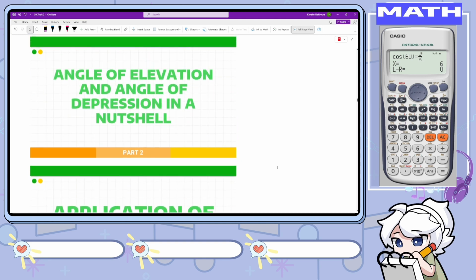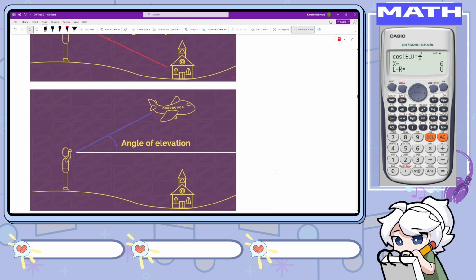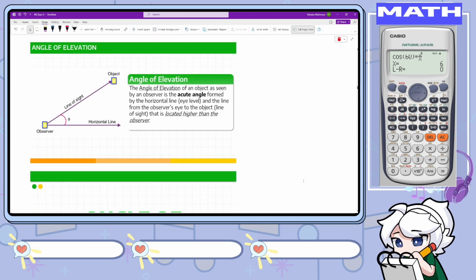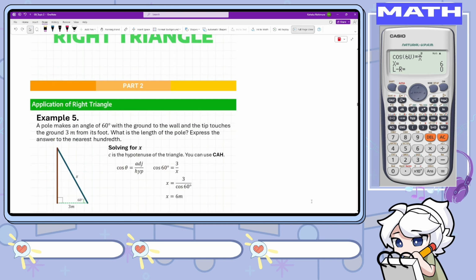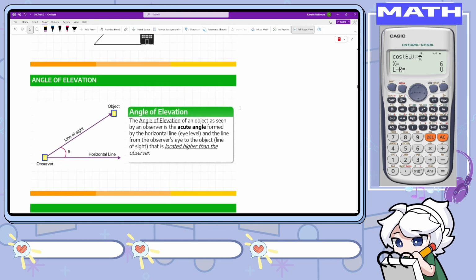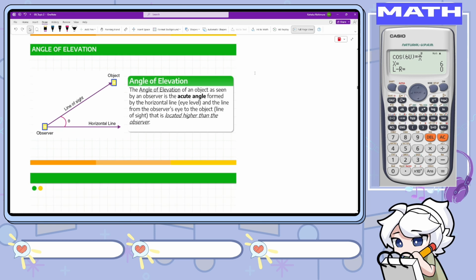Now, let's have this. Let me move to this part. There you go. Angle of elevation and angle of depression. Always remember, it's going to be an acute angle, no matter what. What is an acute angle? It's an angle that is greater than 0 but less than 90 degrees.